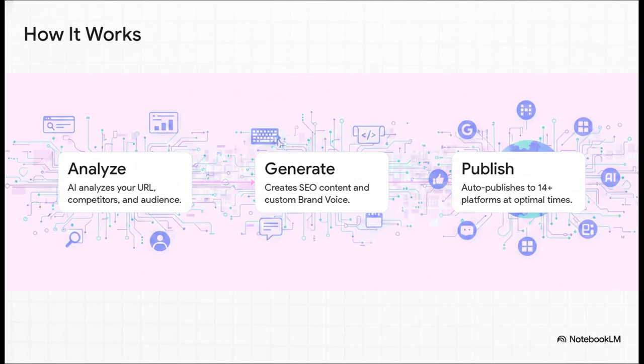We're talking long-form articles hosted automatically on your blog, along with your entire social calendar. And third, it auto-publishes everything to those 14-plus platforms at the absolute best times. The system just handles all the heavy lifting to turn a single link into an entire month of omnipresence.